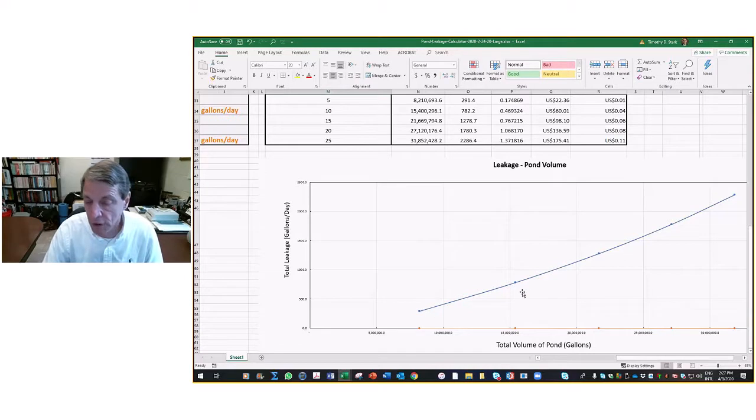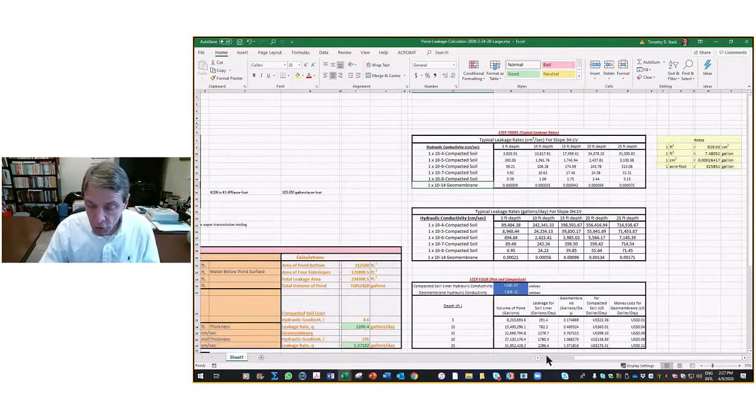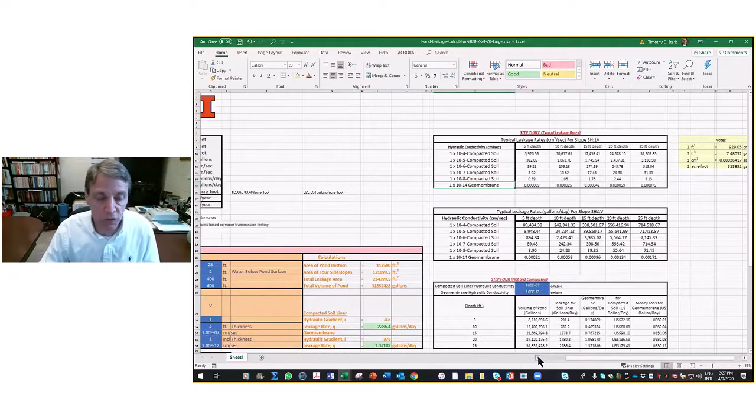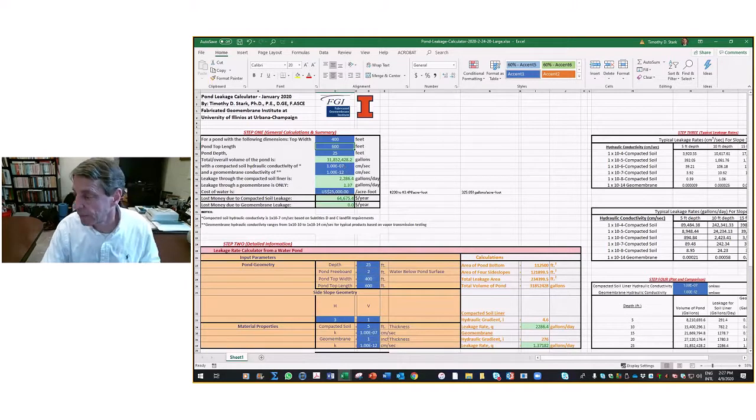Whereas the leakage through the compacted soil liner increases significantly because the bigger the pond, the more area that seepage or leakage can occur across or through the compacted soil liner. So I hope you enjoy the pond leakage calculator. It's a very useful calculator. Again, you can quickly change the dimensions of the pond and find an optimal size for your site to reduce the lost money due to leakage and the benefits of installing a geomembrane.